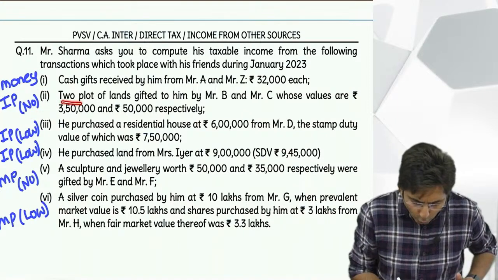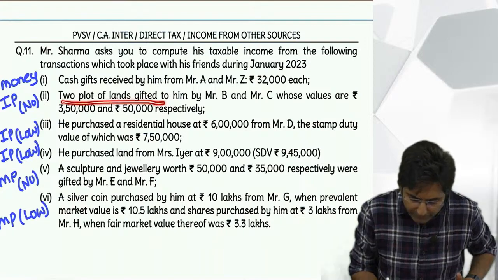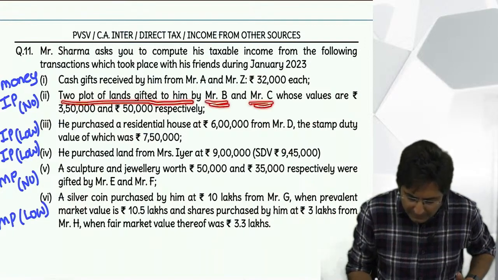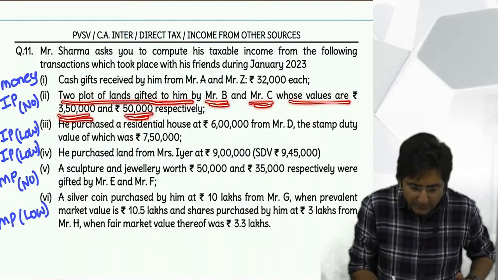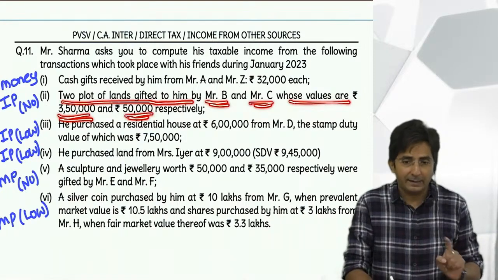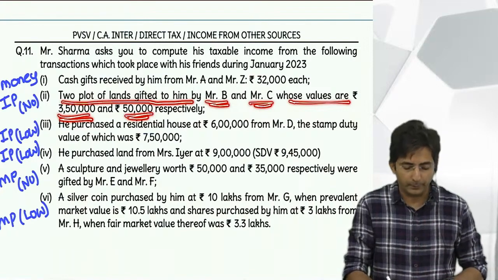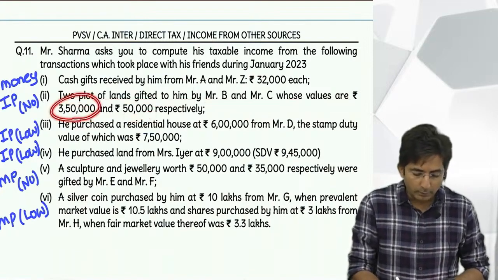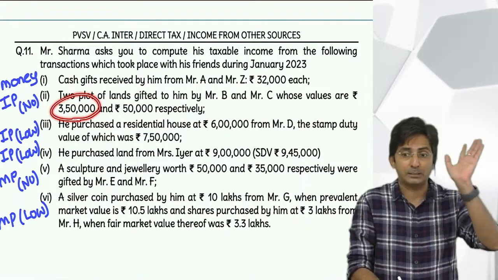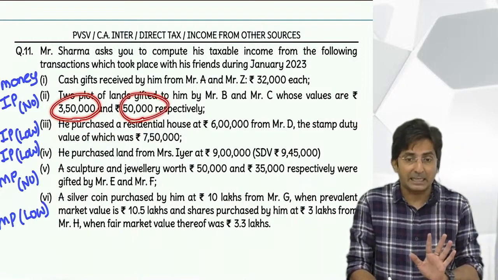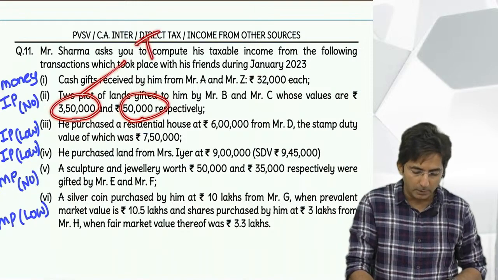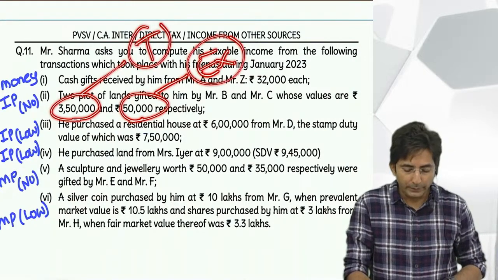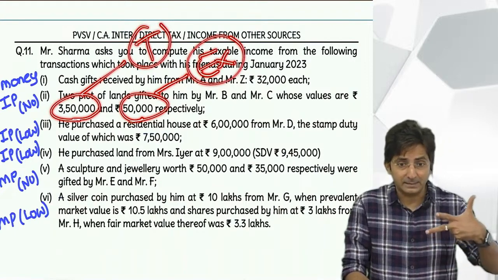Read. Two plots of land gifted to him by B and C, whose values are 3,50,000 and 50,000 respectively. Will you add or will you see per property? Per property. So, first plot is above 50,000, taxable. Second is exactly 50,000, exempt. So, this will become taxable. This will become exempt. So, we can pass two different entries.